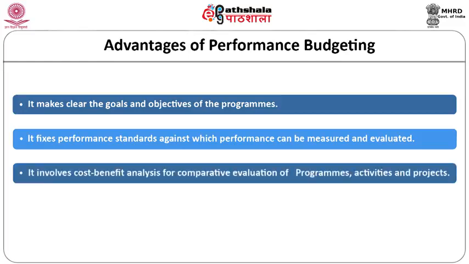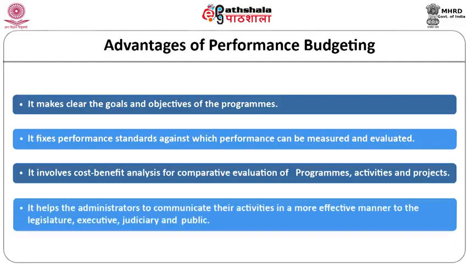Number 3, performance busting involves cost benefit analysis for comparative evaluation of programs, activities and projects. When the people working in the organization know that we are misusing the funds, naturally a control mechanism is there to check it. When we know that we are spending more than we have to spend on particular activities, then we can control that. We can find out where we are misusing it, where we are wasting it, and how to check wastage and misuse of financial resources.